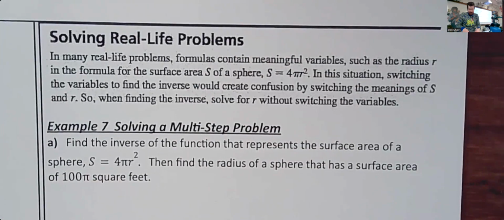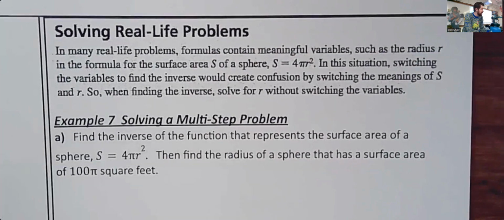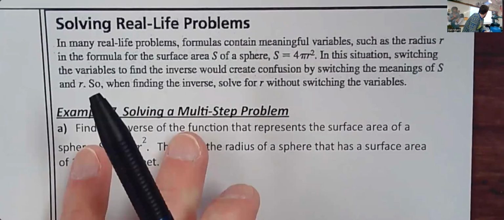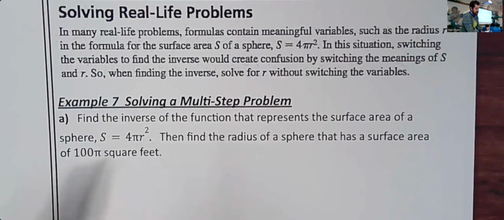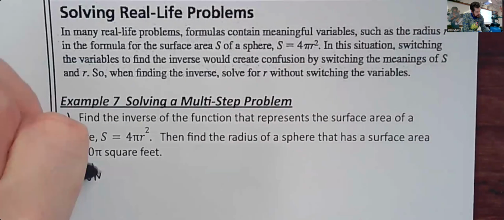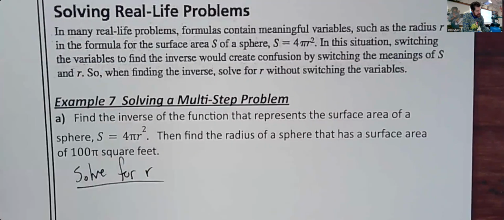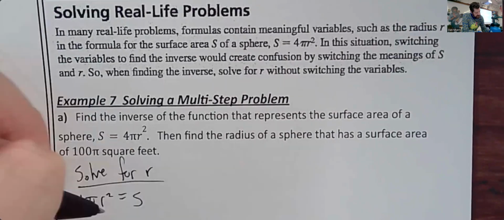So first thing we're going to do is solve for r. Finding the inverse of this function is not going to work by switching the variables because it would change the meaning. And so instead of flipping the variables, we're just going to get r by itself to figure out what the radius is. So solve for r, basically. So that means I'm going to flip the entire equation around. 4 pi r squared equals capital S.